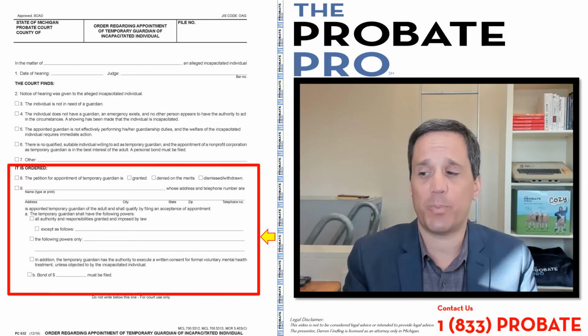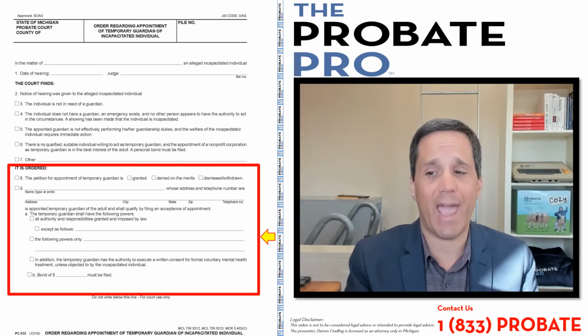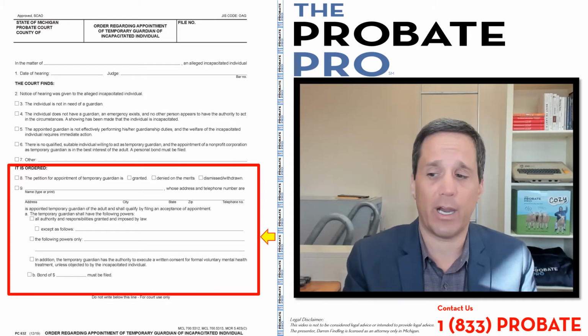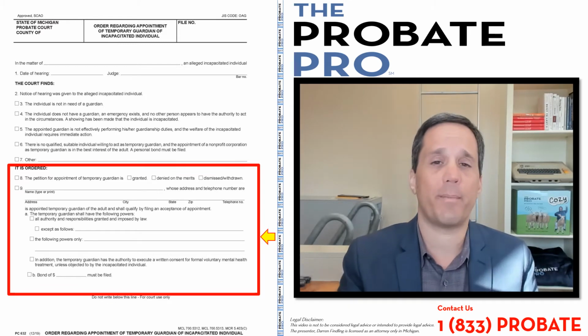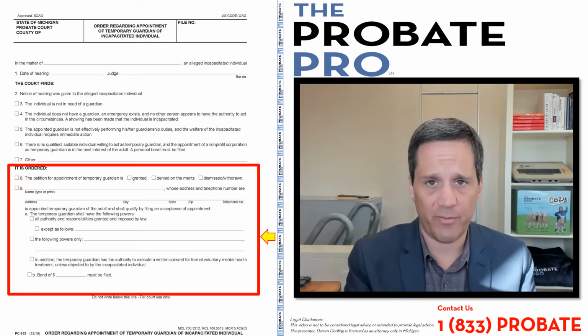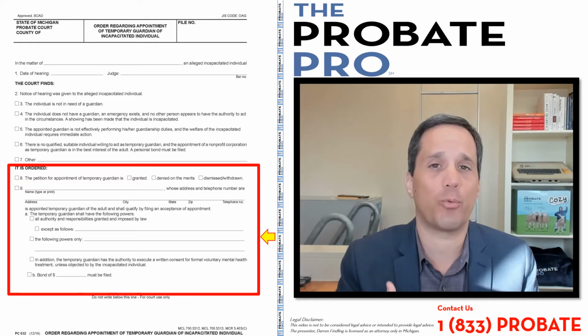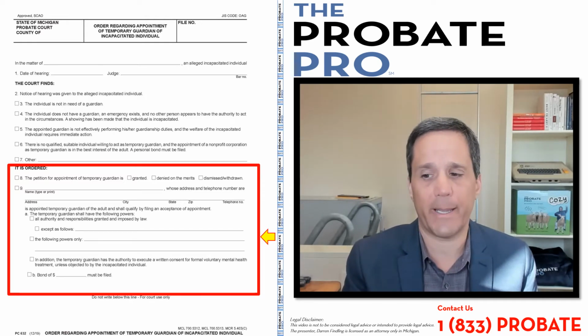Section 9 is a space for the person that is being appointed, as well as their address. It indicates that they're appointed temporary guardian, and they shall qualify by filing an acceptance of appointment. That's another form of which I've done videos explaining how to complete that form. It says, I accept the role of temporary guardian.